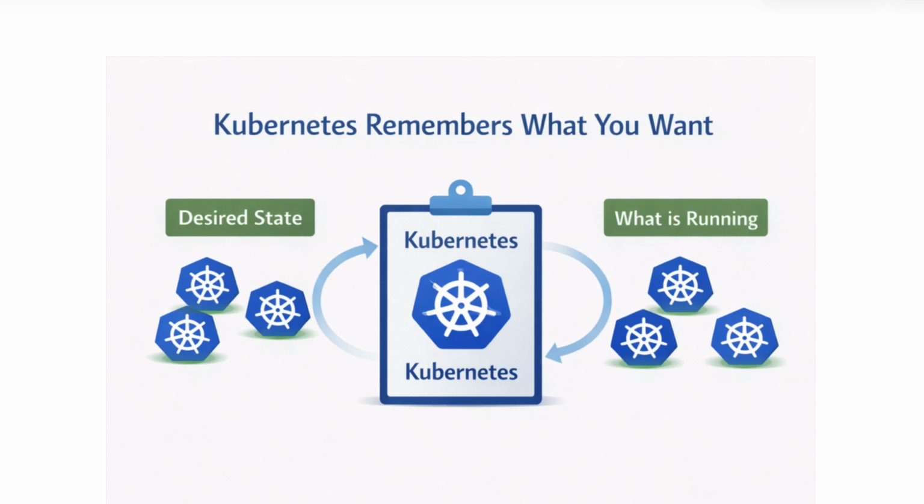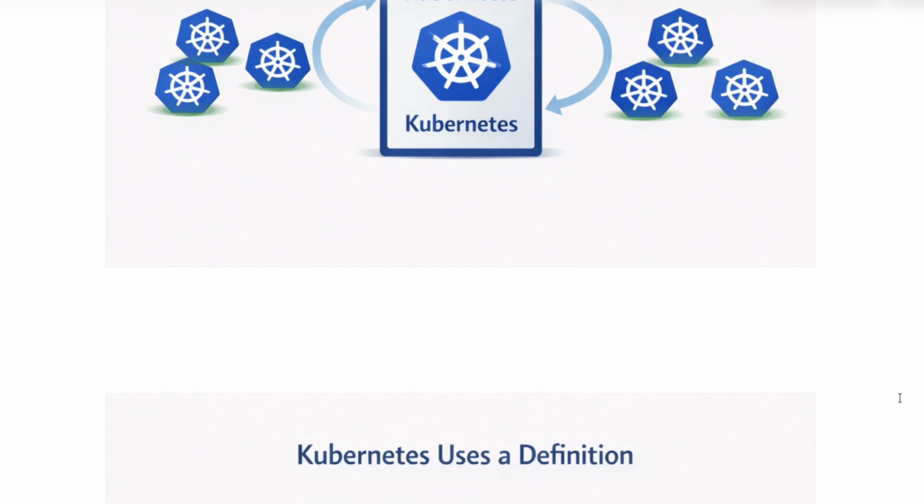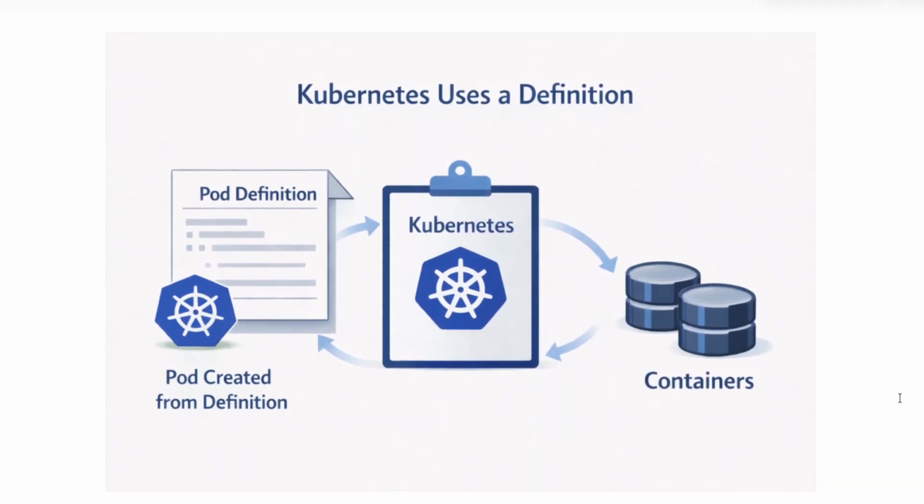So, how does Kubernetes remember what you want? It uses something called a definition. A definition describes what kind of pod should be created, which containers should be inside the pod. You provide this definition once and Kubernetes keeps using it whenever it needs to.